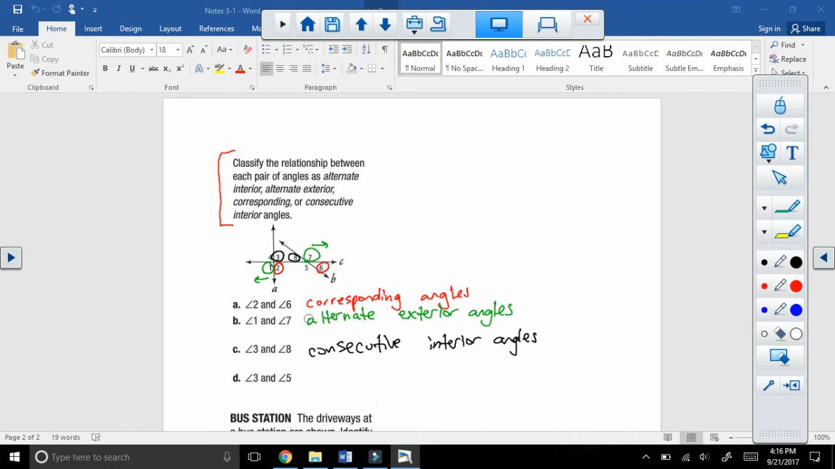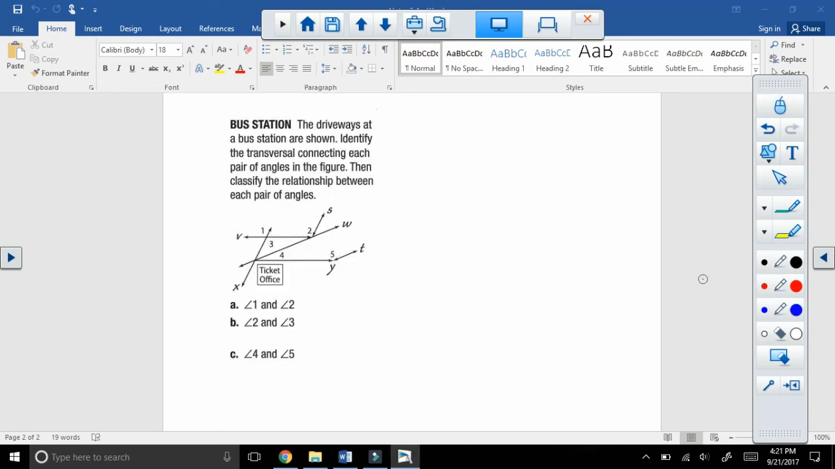And then lastly, for this example, we have angle 3 and 5. And those are both between or on the interior of those lines and on different sides of the transversal. So these are called alternate interior angles. And then for this last set of directions, this gets a little more tricky when we don't just have 3 lines in the picture. Maybe we have some more. The directions here ask us not just to tell what type of angles they are, but also to identify the transversal connecting the pairs of angles. And then we want to classify them.